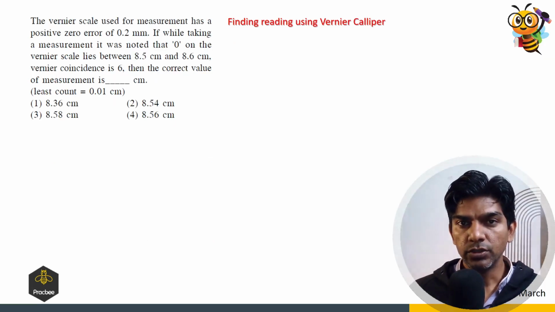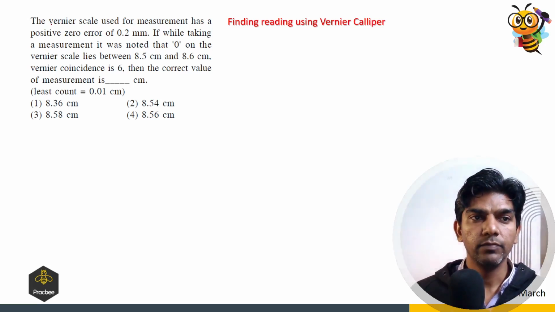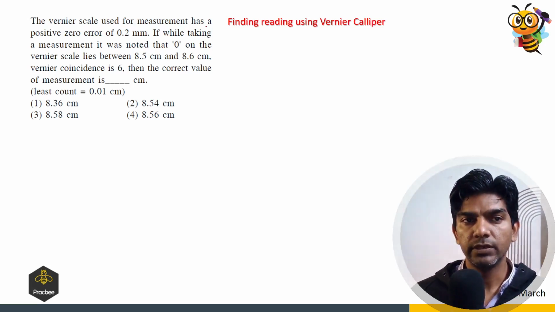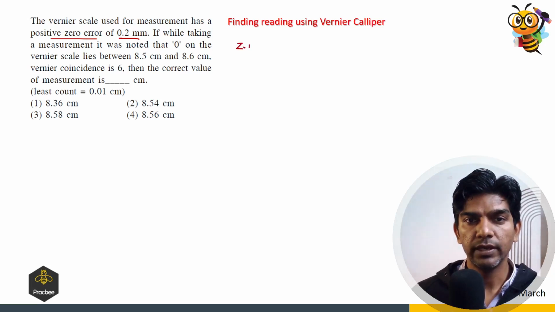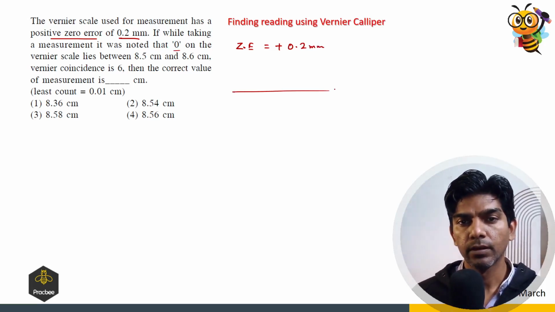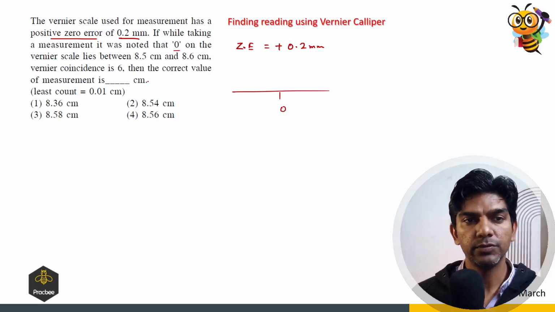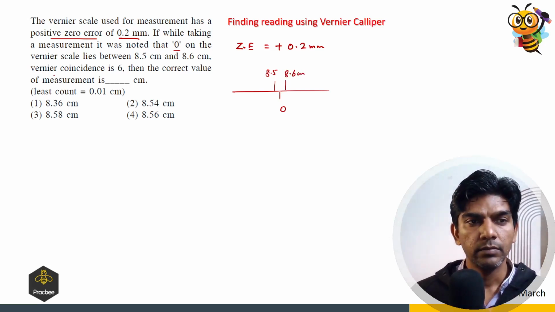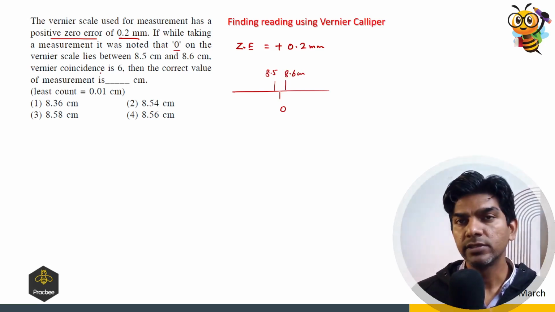Now let us see another question based on the same type. The Vernier caliper used for measurement has a positive zero error, that is 0.2. So zero error is plus 0.2 millimeter. If while taking a measurement, it was noted that 0 of the Vernier scale lies between 8.5 and 8.6 centimeter. And Vernier coincidence is 6.